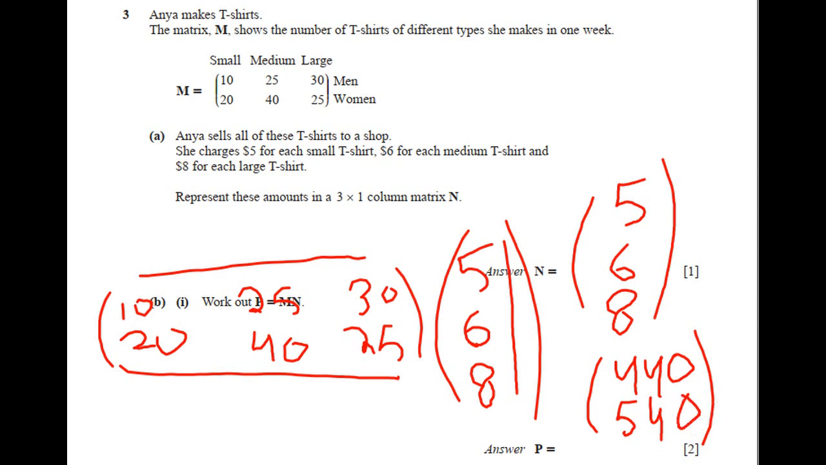Alright. Part B2 says explain what these elements in matrix P represent. So what is this 440? We got this 440 by multiplying 10 with the number of small shirts she sold for the price she sold, plus number of medium shirts she sold for the price she sold, and so on. So the value 440 is the total money made by selling men's shirts, and the value 540 is the total money made by selling women's shirts.